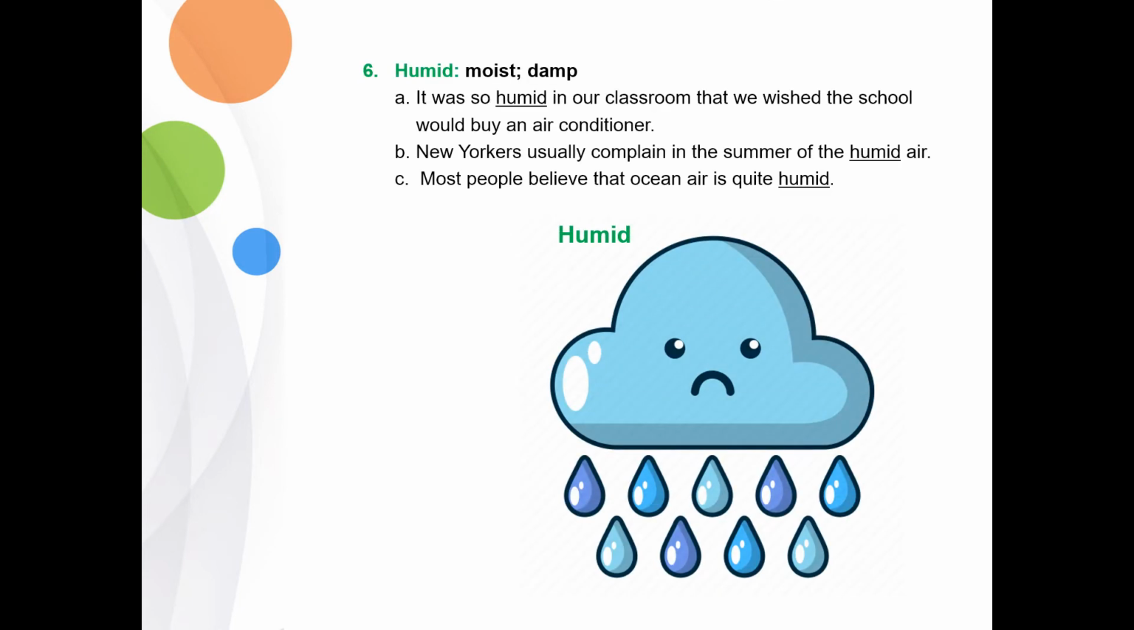Humid means moist, damp. Examples. Number 1. It was so humid in our classroom that we wished the school would buy an air conditioner. Number 2. New Yorkers usually complain in the summer of the humid air. Number 3. Most people believe that ocean air is quite humid.